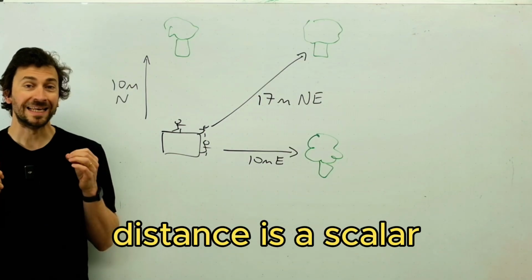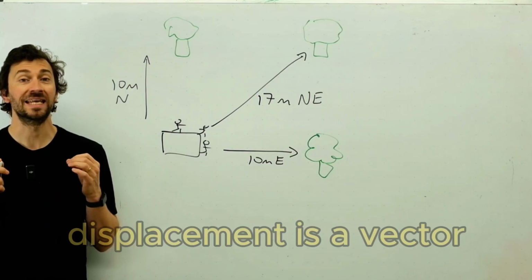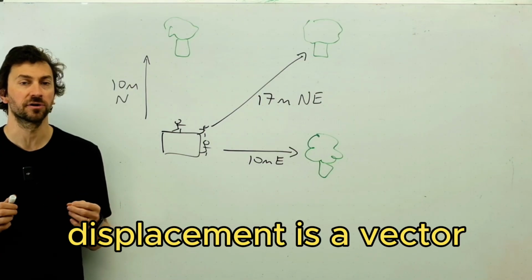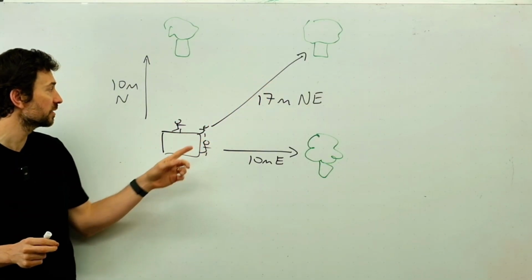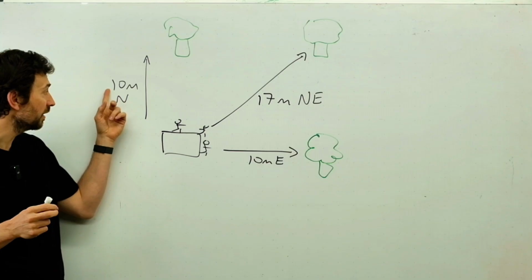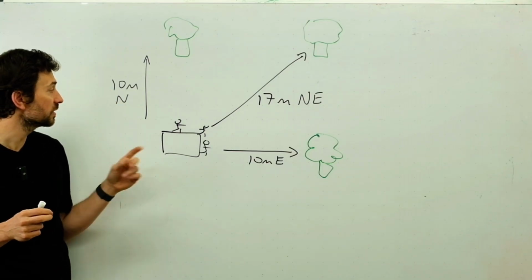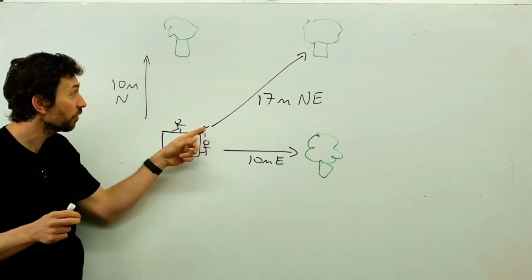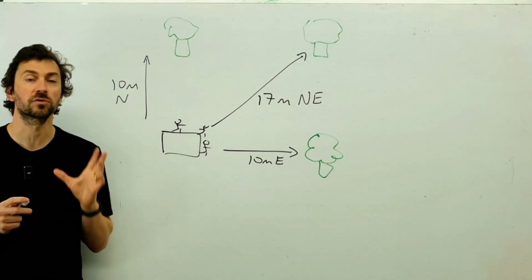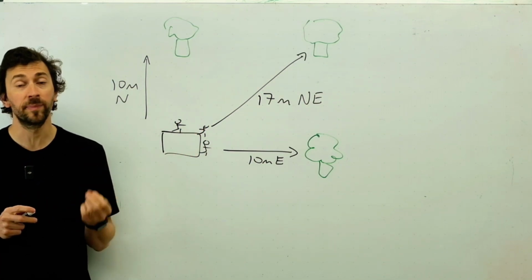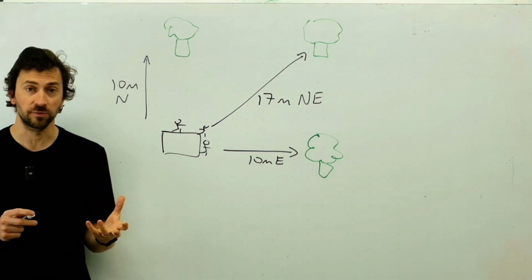So remember, distance is a scalar and displacement is a vector. We always say that displacement is the distance between the 2 points. And here we see there's a magnitude and a direction for all of these. This direction is northeast. So the direction of the displacement is a northeast direction. The other quantity we can depict as vectors is acceleration.